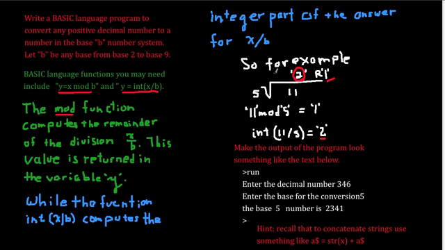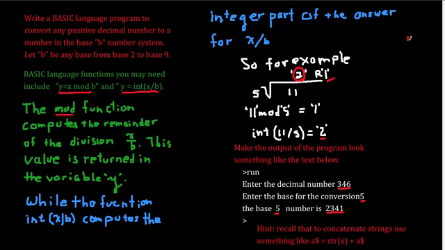I want you to make the output of the program look something like this text. When you type run into Chipmunk Basic, it asks you to enter the decimal number. So you enter the decimal number, then it says enter the base for the conversion, and you enter 5. So you want to do 346 in base 5, and the computer executes the program and says the base 5 number is 2341. We can check to see if that answer is right, and I haven't checked it yet, so it could be a big surprise for me.